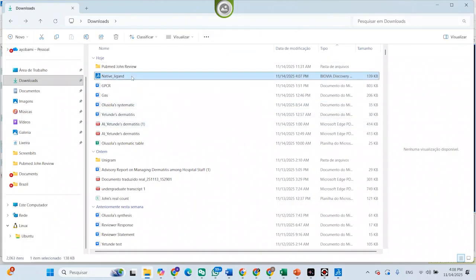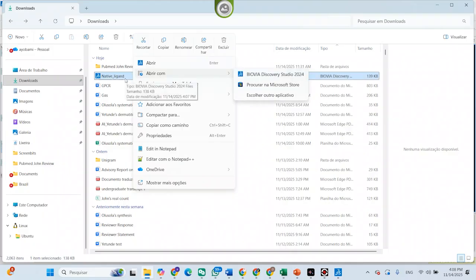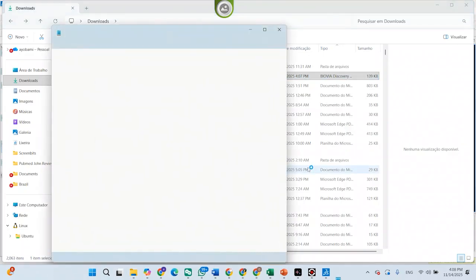Now, see, this is my native ligand. That's the lisinopril I removed from the protein. If I right click and say open with, okay, if I say edit in Notepad, you will see what my Notepad is going to open.